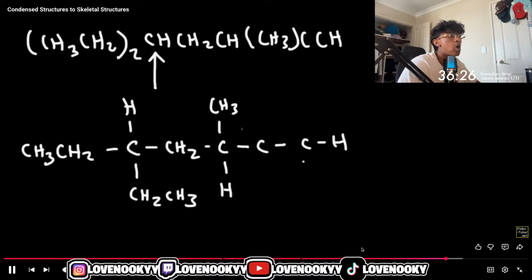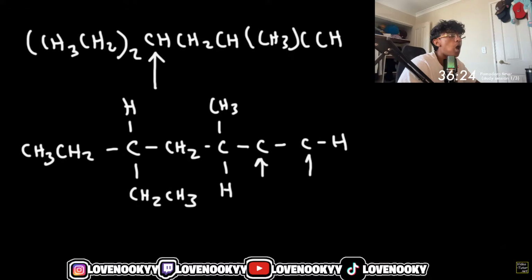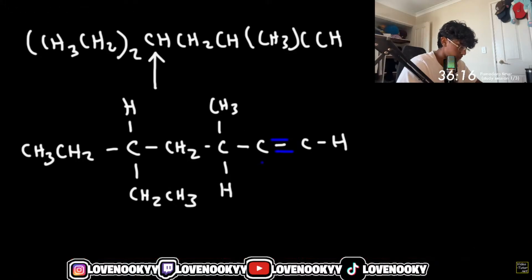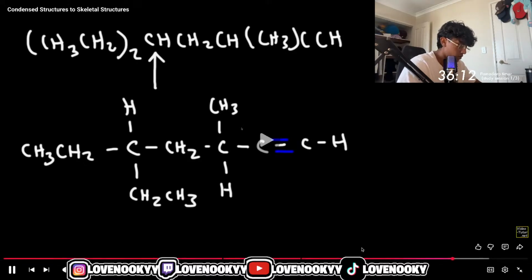So clearly we need more bonds. Notice that carbon has 2 bonds. So in order to get 4, we need to put a triple bond, not a double bond. And that is the right structure.